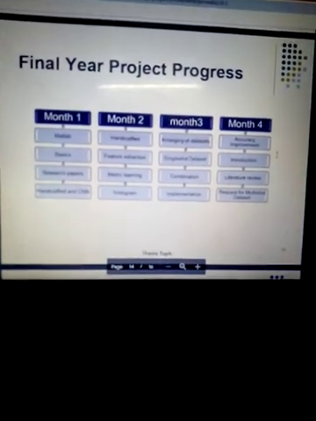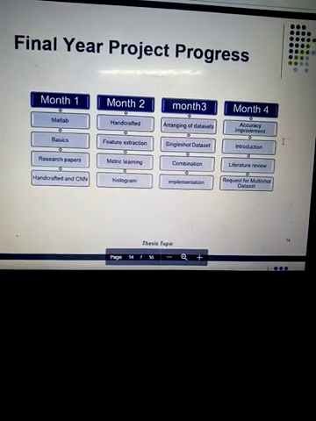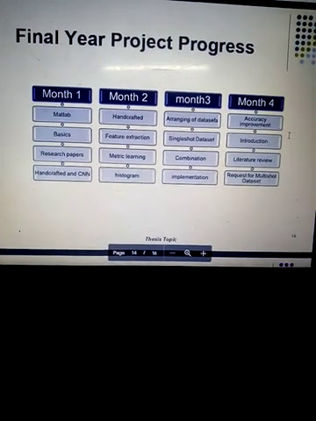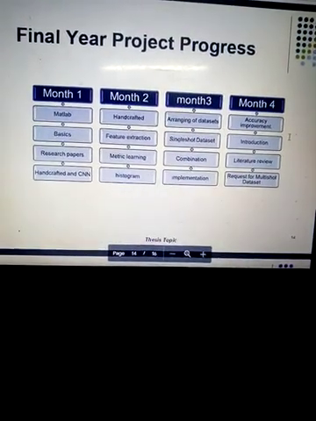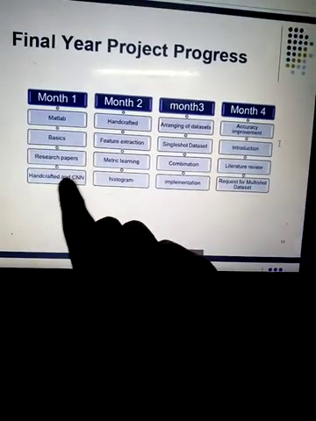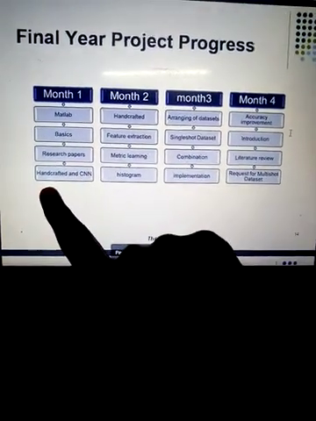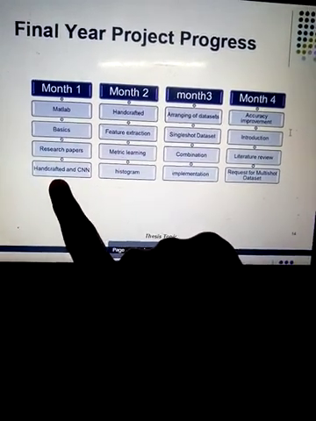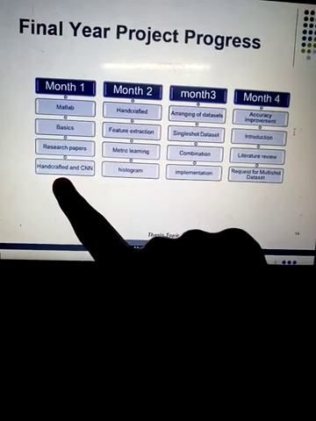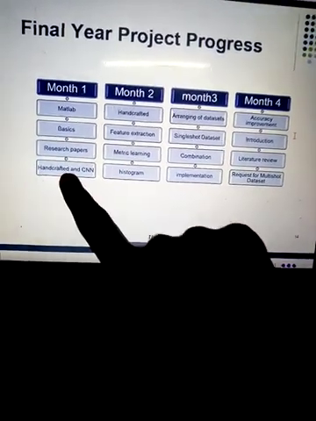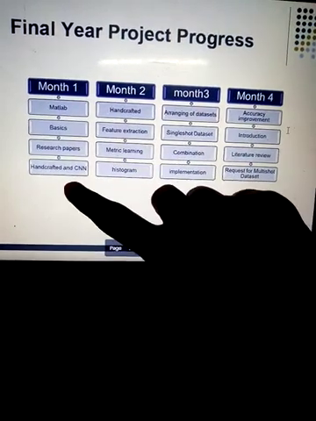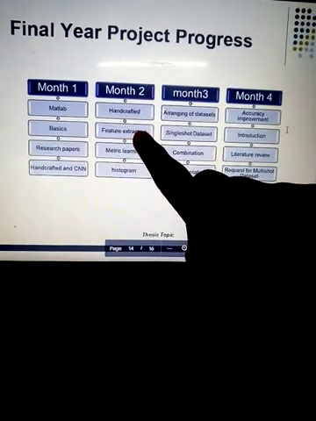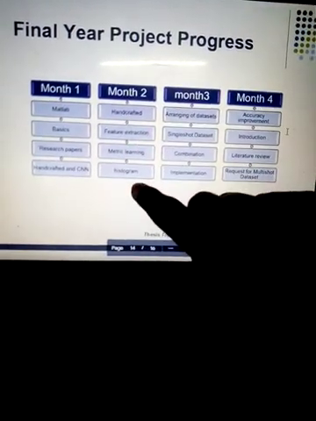Final year project progress. In month 1 we installed MATLAB, then learned its basics, read research papers and learned the difference between the handcrafted and the convolutional networks. In the convolutional network, we extract the features directly from the images, while in the handcrafted approach, we don't extract the features directly, but we have to know all the algorithms, and the information is based on the image itself. In month 2, we again started from the handcrafted, then did the feature extraction and metric learning, and represented the features in the form of a histogram.